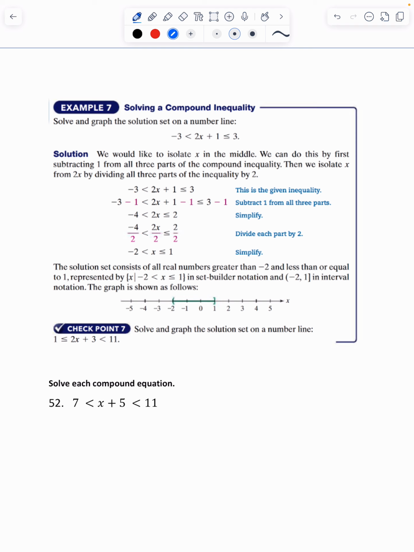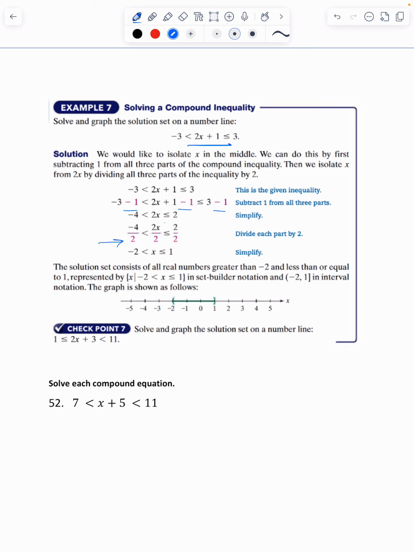Remember, this is going to be the graph of a line segment. You can see down here in their example that the graph does end up to be a line segment. But to solve compound inequalities, all you do is you take a look at whatever's in the middle and you follow the steps to solve for x in the middle. So if I was solving 2x plus 1 in an equation, the first thing I would do would be to subtract 1. So I'm going to subtract 1 from every part. And then I have negative 4 less than 2x less than or equal to 2. So to solve for x, I would divide by 2, and that's what you see they're doing here. We divide every side by 2 until x is isolated in the middle.